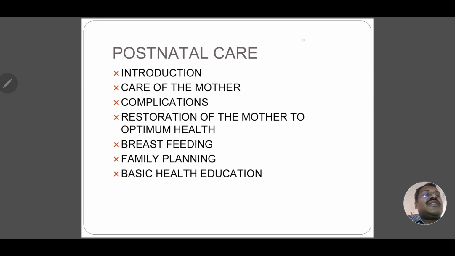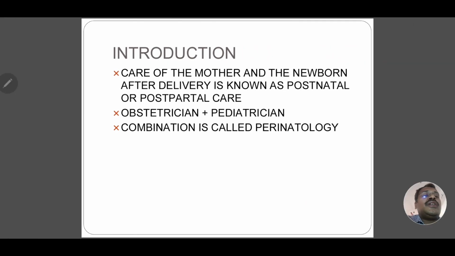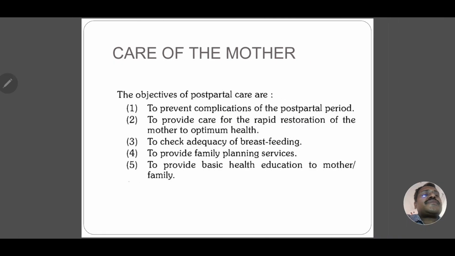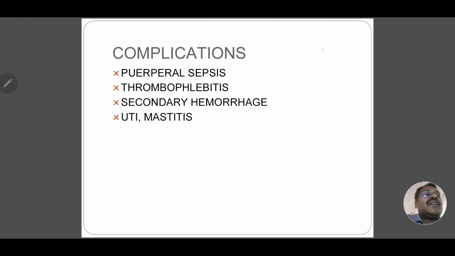What are the things under postnatal care? The care of the mother, complications, restoration of the mother, breastfeeding, family planning, and basic health education. But the most important thing to remember here is, this is a combination field where the role of obstetrician, pediatrician, and perinatology comes in. And the care of the mother is the most important thing here. Here there are four main complications, just remember them by heart.